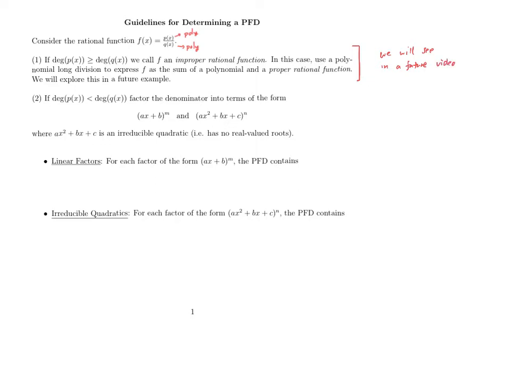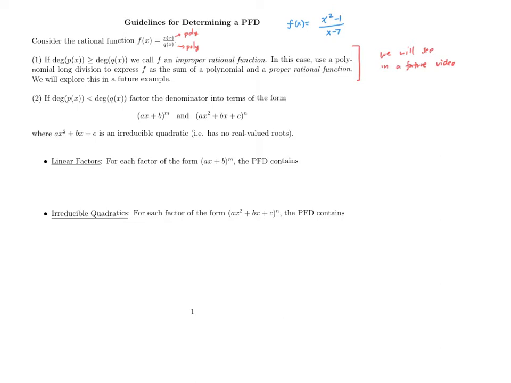For now, let me just note with a quick example, a function such as f(x) = (x² - 1)/(x - 7) is an improper rational function because the degree in the top is 2, which is larger than or equal to the degree in the bottom, which is 1.